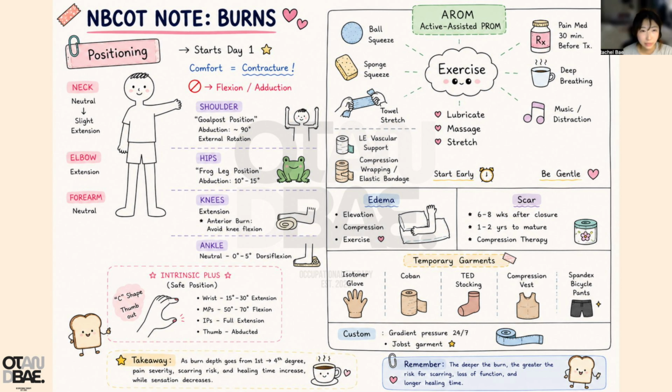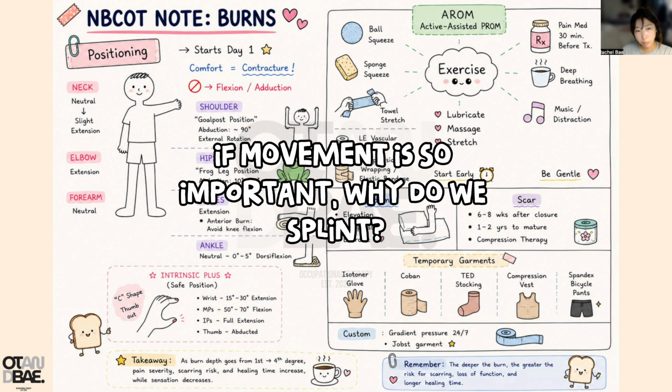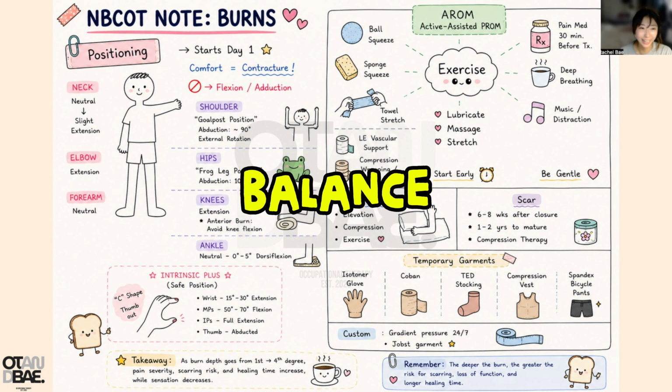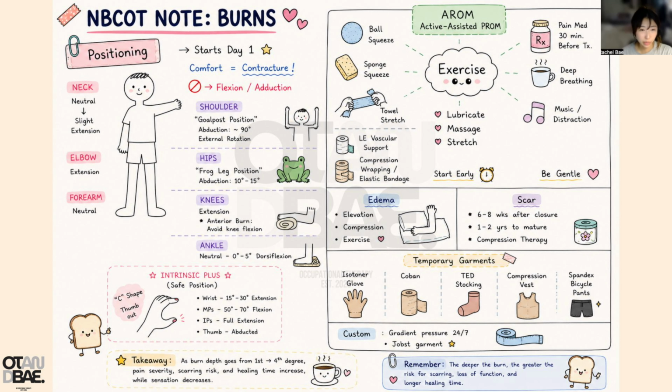So sometimes positioning alone isn't enough. That's where splints come in. Splints help maintain joints in anti-deformity positions, especially during rest, sleep, or after skin grafting when movement needs to be carefully controlled, right? And also, students often ask if movement is important. Why are we splinting? Great question. The answer is balance. During periods of rest, we protect the tissues. During therapy, we move them. So burn rehab is a constant balance between protection and mobility.